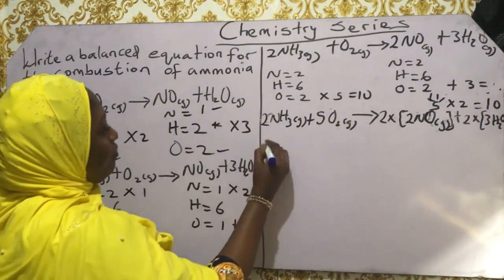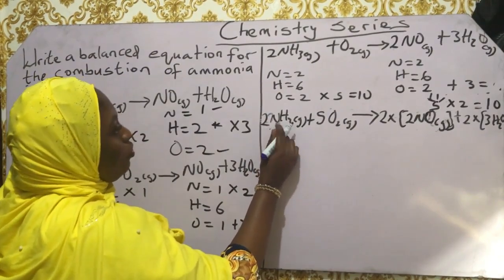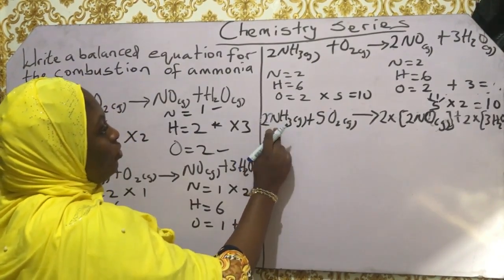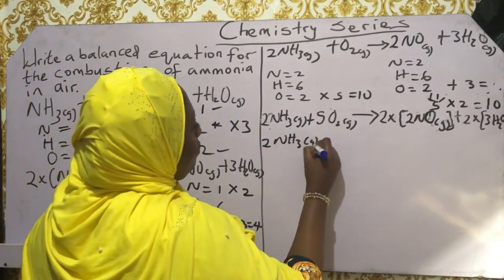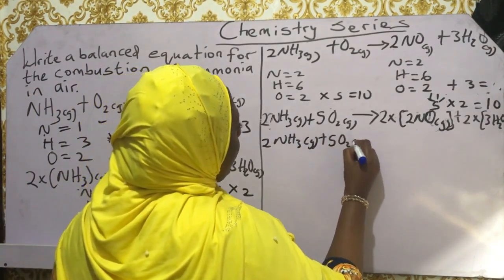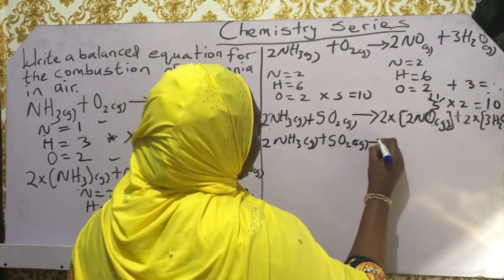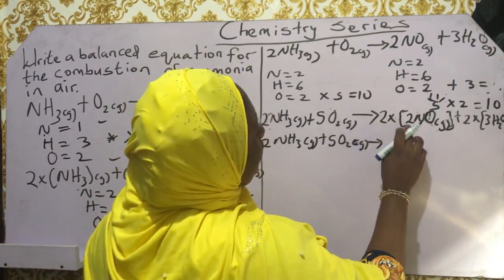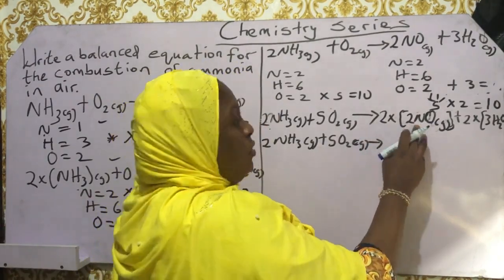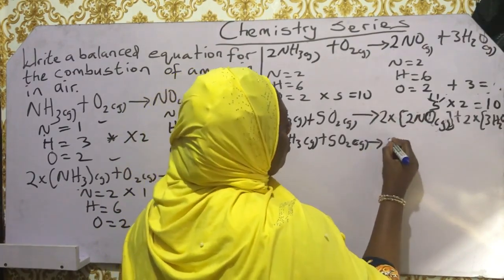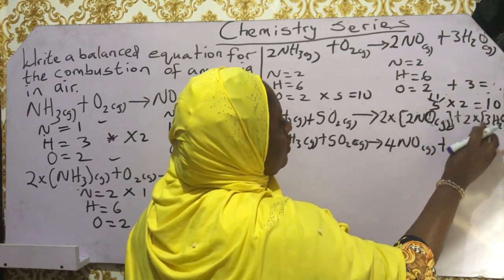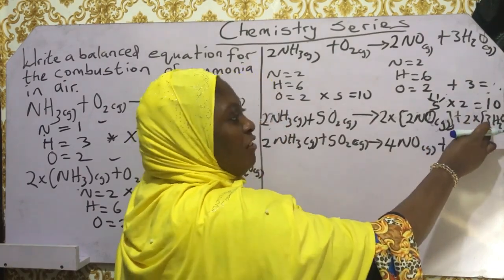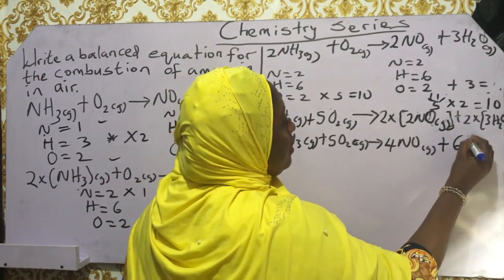So here we have, now coming down, 2NH3. I'm going to rewrite this: 2NH3 plus 5O2 gas. Then 2 times 2. Remember there is a coefficient here. When you multiply this 2 by this coefficient, it becomes 4NO plus 2 times 3. When you multiply 2 by this coefficient that is already here, you have 6H2O.